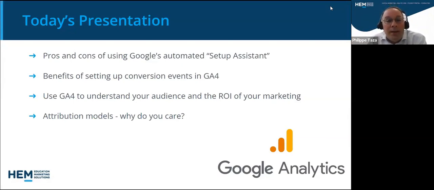So in terms of our presentation, we'll talk about the assistant that Google provided us. There's a setup assistant that's there, and there's some pros and some cons to that. The benefits of setting up conversion events in Google Analytics 4, using GA4 to understand your audience and the ROI of your marketing. And at the end, one of my preferred subjects, I want to talk about attribution and attribution models, and why do you care?